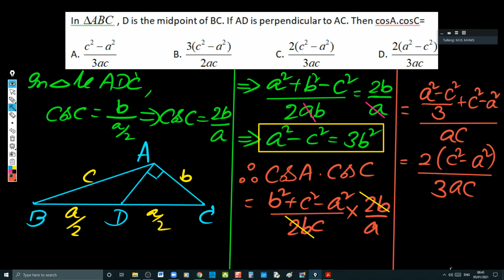So this is twice of C square minus A square by 3AC. That's it.